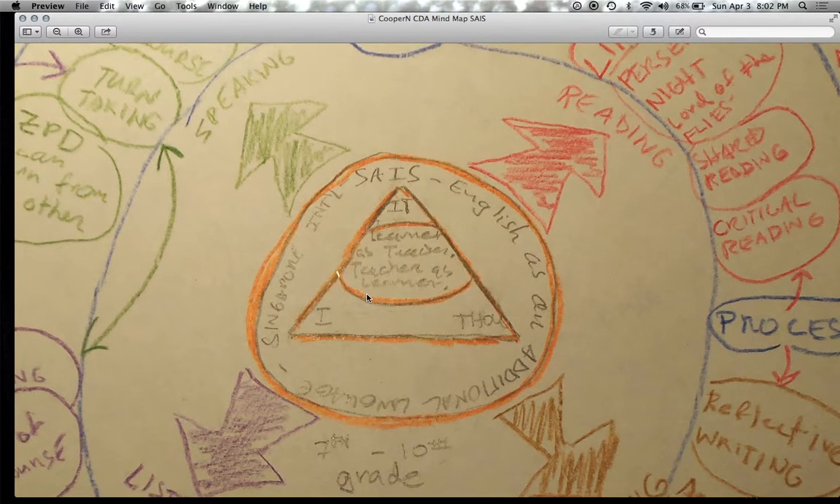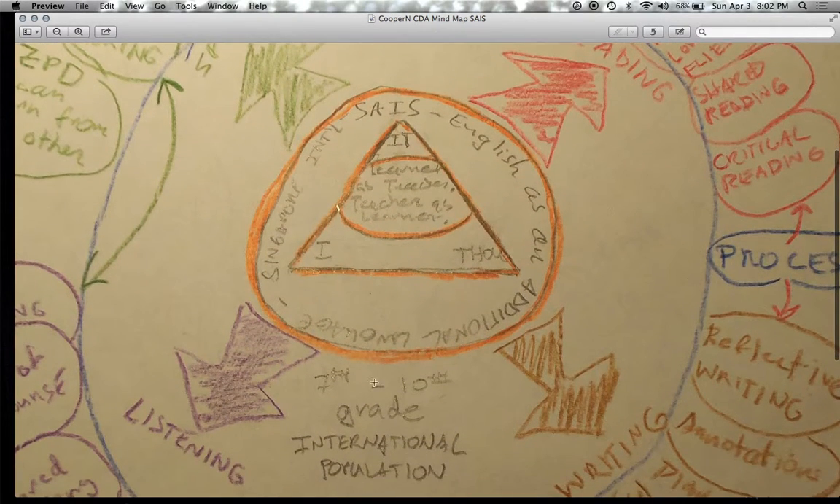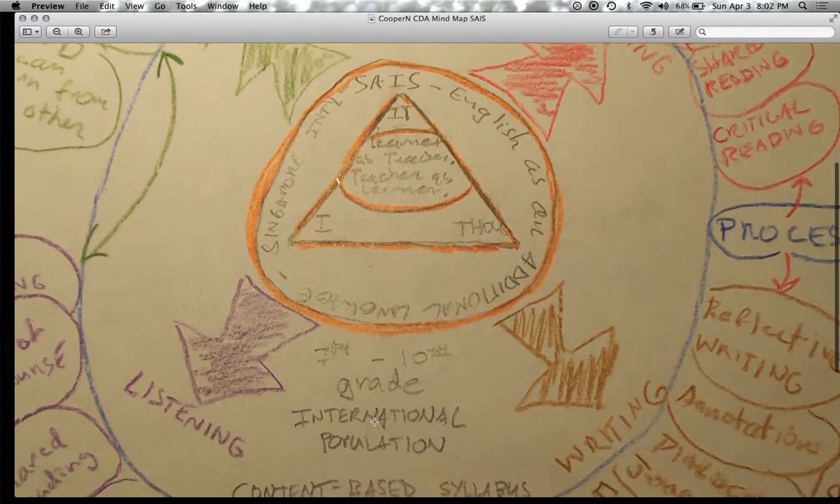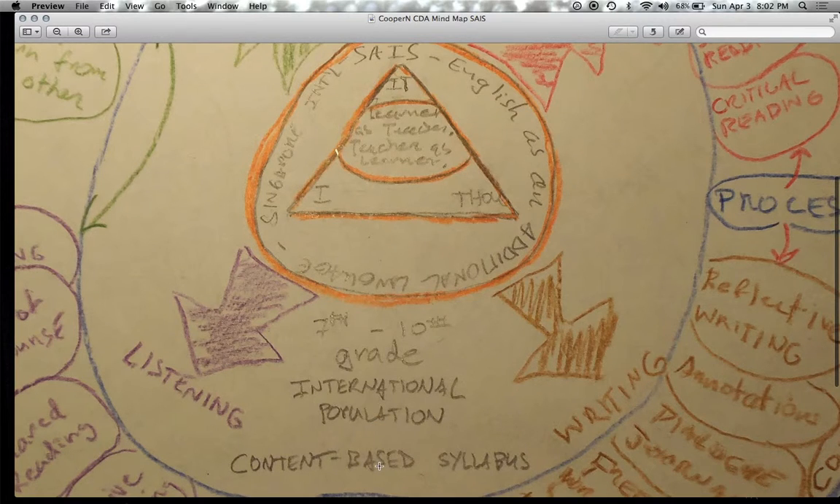And you'll see right away I'm going into the 4 skills. 7th grade international population, content-based syllabus. So going through Graves and looking at all the different syllabi, topic theme syllabi, and socio-political, socio-linguistic, socio-cultural syllabi. Ultimately, this is a high school class. It is a content-based syllabus.